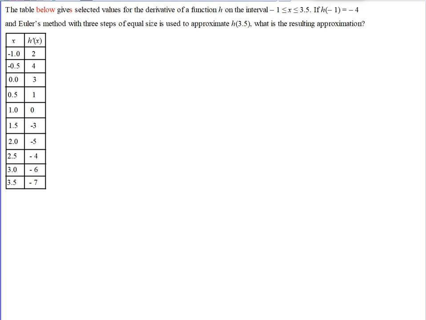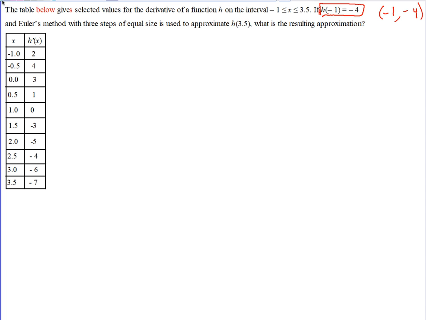These are notes for AP Calculus on the topic of Euler's method continued. So here it says the table below gives selected values for the derivative of function h on the interval from -1 to 3.5. See that? And it says h of -1 is -4. So that's giving you the point -1, -4 is on the function.